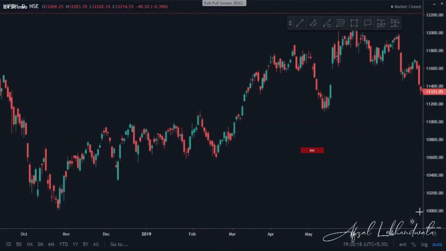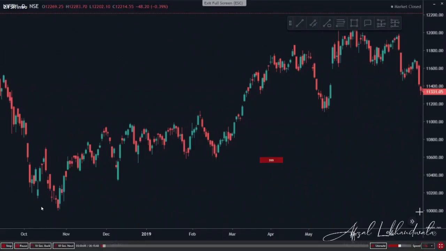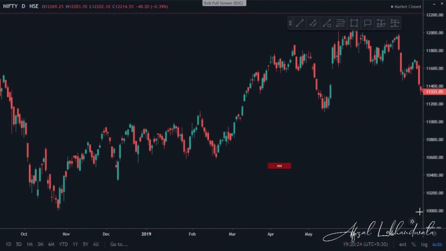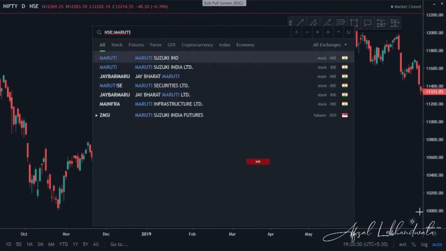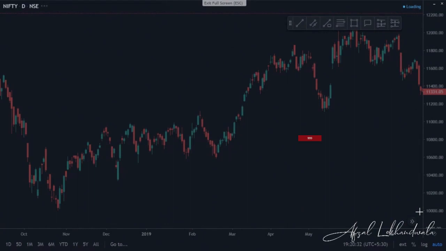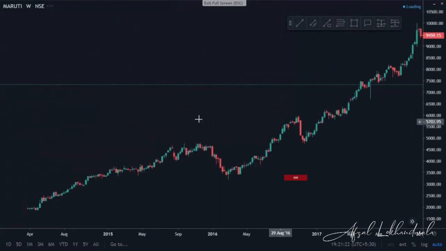Let us now come to the crux of technical analysis, the most important thing, supports and resistances. To open a chart of any company, just type in the name of the company, Maruti Suzuki, click on NSE and click enter. This is the weekly chart of Maruti Suzuki.